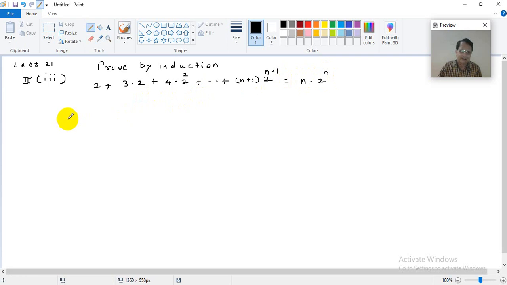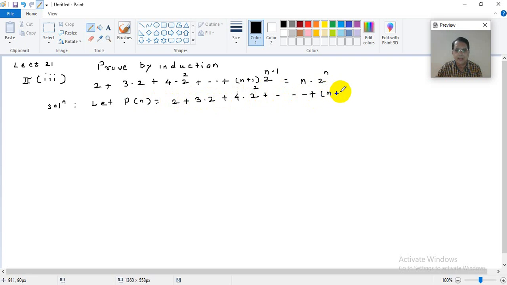Now you know the technique very well. We will take this as our main statement. So our solution can be like this. Let Pn correspond to this statement. That means 2 plus 3 into 2. This is not 3.2. This is 3 into 2 plus 4 into 2 squared. Correct? Plus and so on. Finally, it is n plus 1 into 2 raised to n minus 1. And you have to prove this to be equal to n into 2 raised to n. So this is your statement 1. This is what we want to prove.